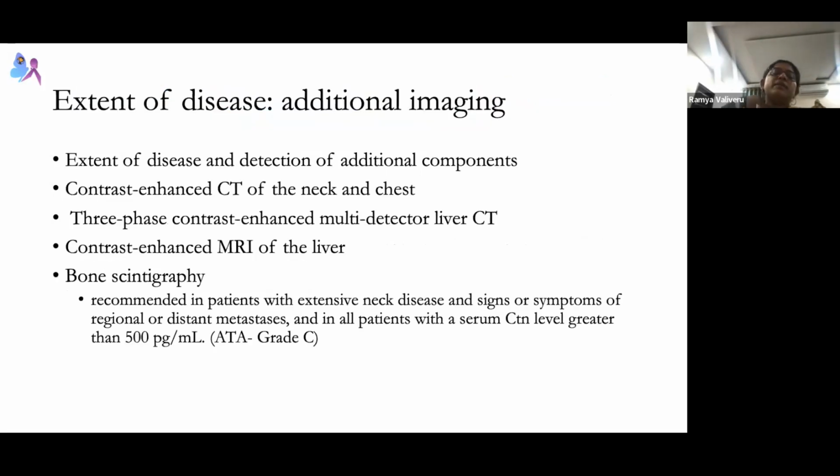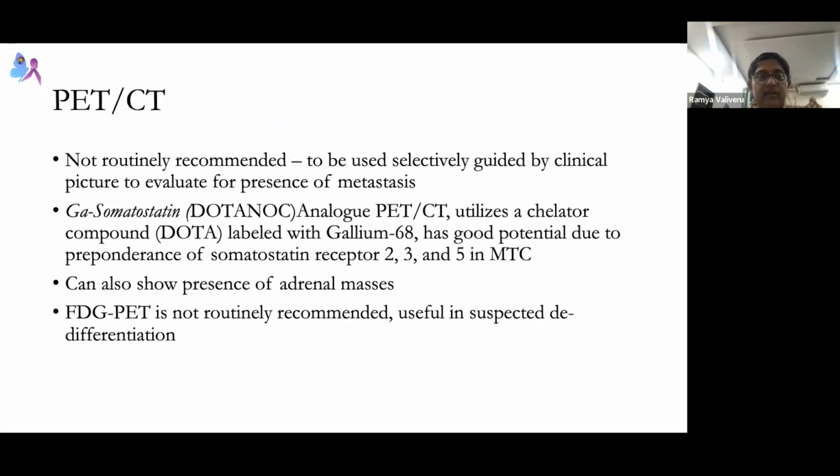And additional imaging may be required to know the extent of disease, especially CECT neck and thorax. Bone scintigraphy is better to diagnose bone metastasis. And Dotanoc scan, Dotatate, Dotatoc, and Dotanoc are all useful, because these can also show adrenal mass, but these are not a must. Actually, a well-performed CECT neck and thorax with bone scan gives a very, very good picture compared to a PET scan.